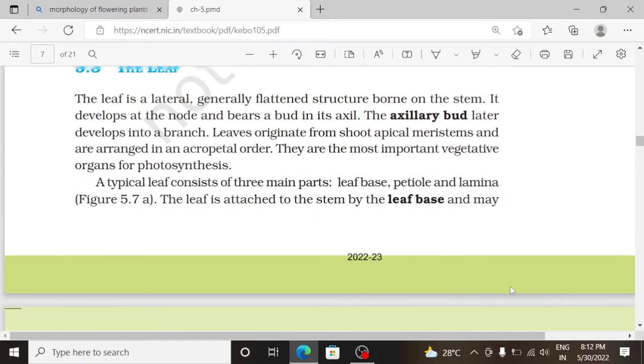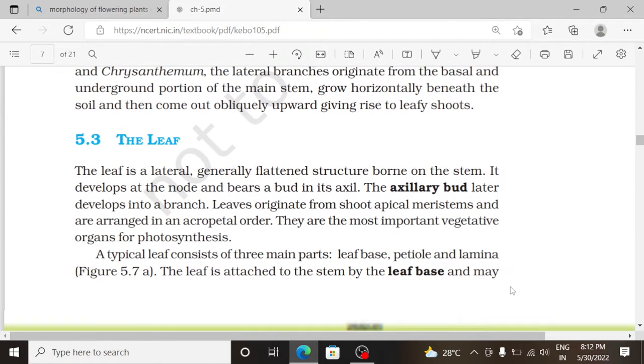The leaf. The leaf is a lateral, generally flattened structure borne on the stem. It develops at the node and bears a bud in its axil. The axillary bud later develops into a branch. Leaves originate from shoot apical meristems and are arranged in an acropetal order. They are the most important vegetative organs for photosynthesis. A typical leaf consists of three main parts: leaf base, petiole and lamina.